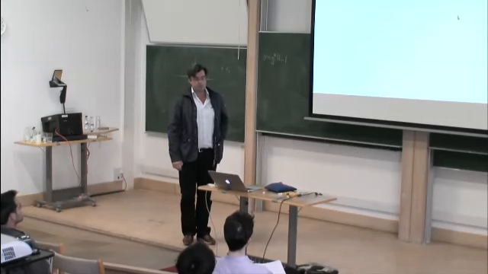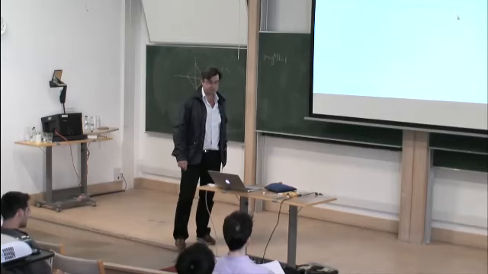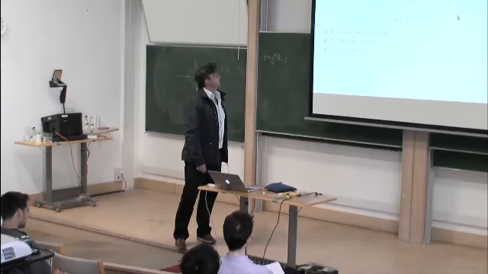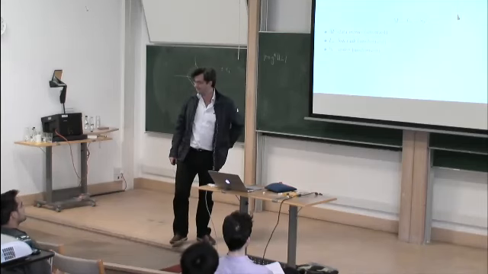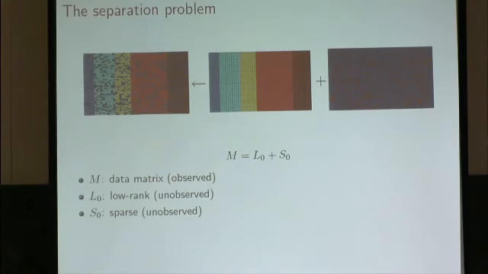All right, so I'm going to introduce a separation problem, and you'll see that as pretty much everything stated in this lecture, this is a very simple problem to state. And the problem is this. I've got a matrix that I get to see, and it's a superposition of a low-rank matrix and a sparse matrix, which is pictorially represented this way.